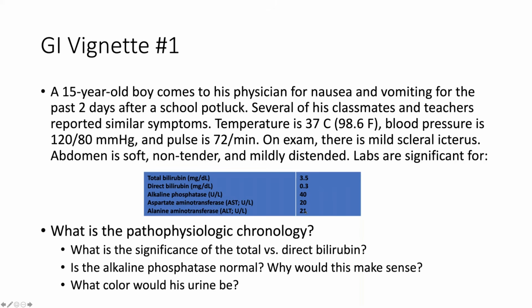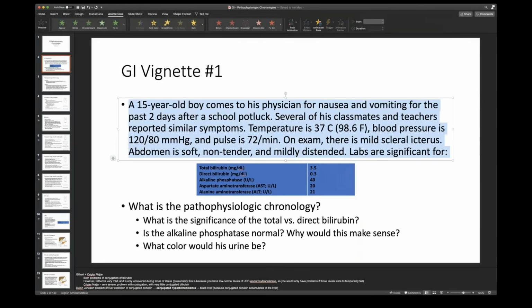What is the pathophysiologic chronology? What is the significance of the total versus the direct bilirubin? Is the alkaline phosphatase normal? Why would that make sense? And what color would his urine be? So I'm going to put this in the Google Doc, and then I will have you guys do that.